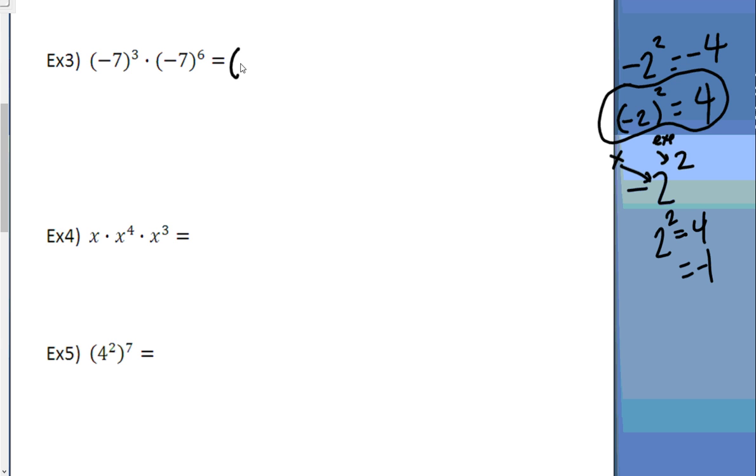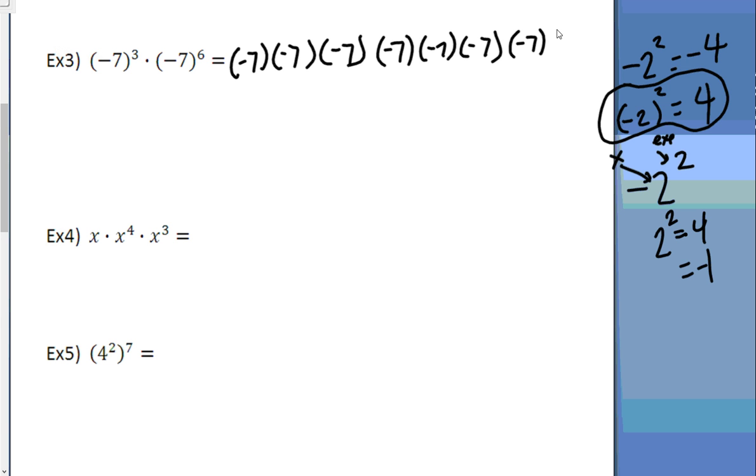-7 to the third means -7 times -7, keep the parentheses, times -7, right? Real simple. -7 to the sixth means -7 times -7 times -7. It's already getting annoying writing it, but you'll get over it. -7, -7, -7, right? What is this?